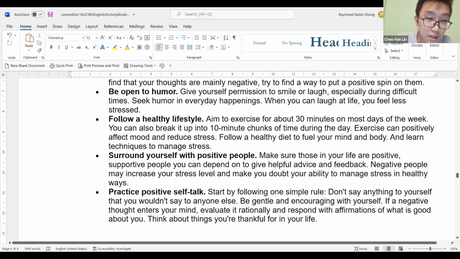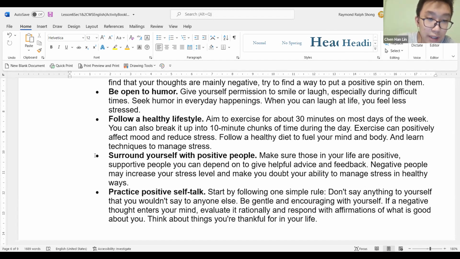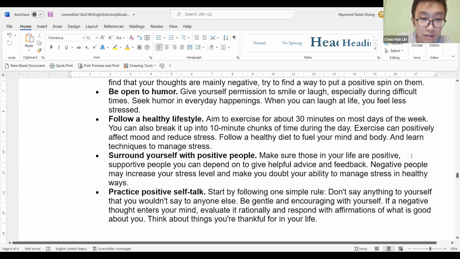Follow a healthy lifestyle. Aim to exercise for about 30 minutes on most days of the week. You can also break it up into 10-minute chunks of time during the day. Exercise can positively affect mood and reduce stress. Follow a healthy diet to fuel your mind and body, and learn techniques to manage stress.